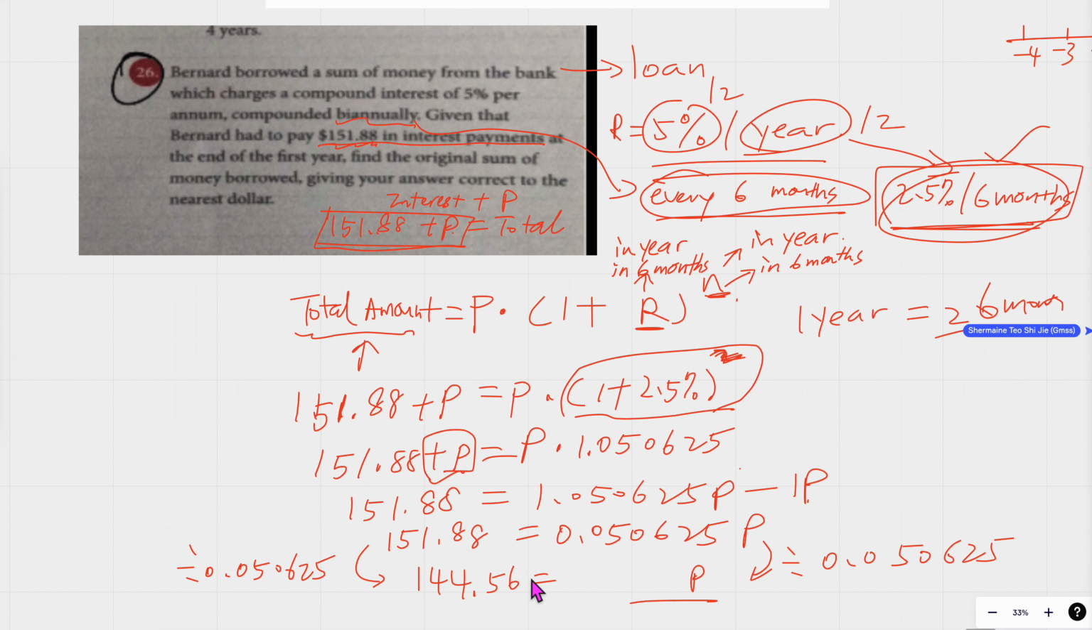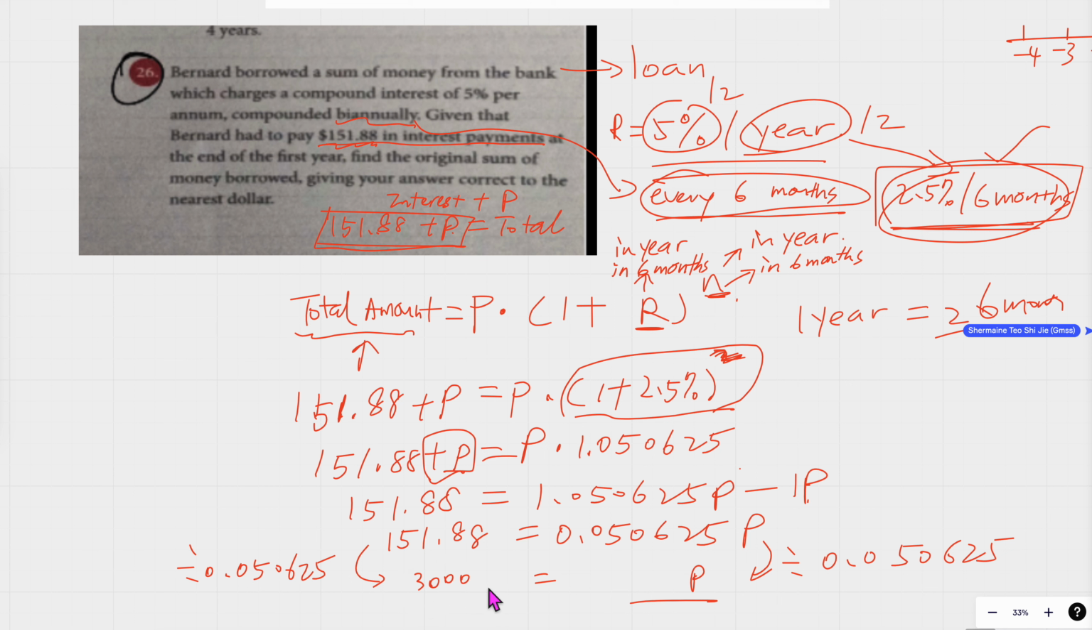Doesn't seem right. Let me double check the answer. 1.050625 minus 1. Then 151.88 divided by the answer. Yeah, wrong. I keyed in wrongly, so the right answer should be 3,000 plus. So it's 3,000.